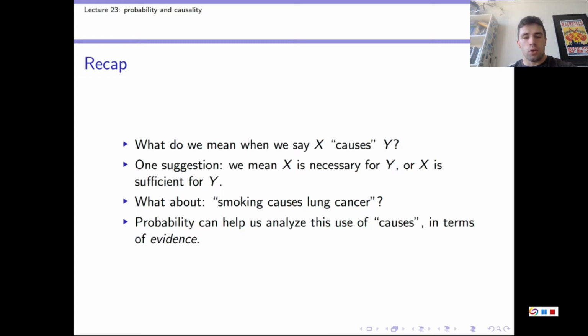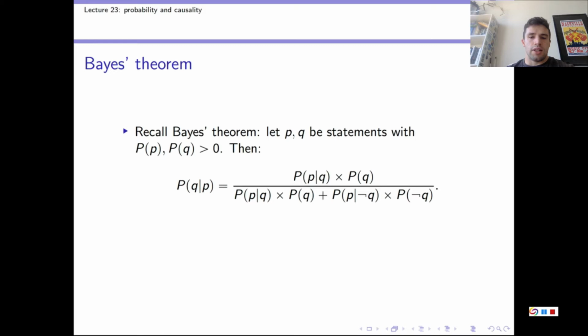So first, let's recall Bayes' theorem, which when we met it originally appeared in this form. P and Q are statements with non-zero probability. Then the probability of Q given P is the probability of P given Q times the probability of Q, all divided by the probability of P given Q times the probability of Q, plus the probability of P given not Q times the probability of not Q.